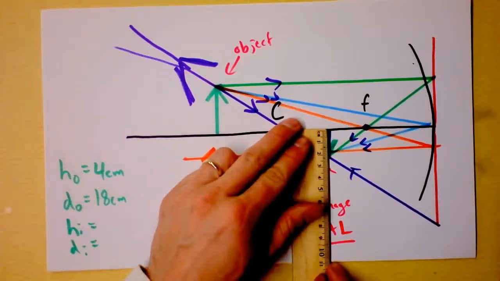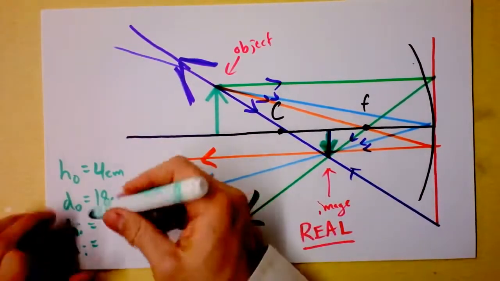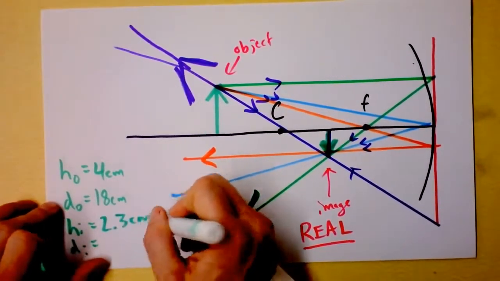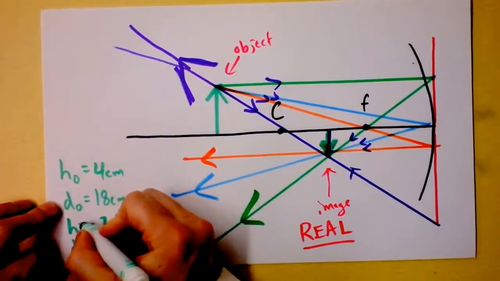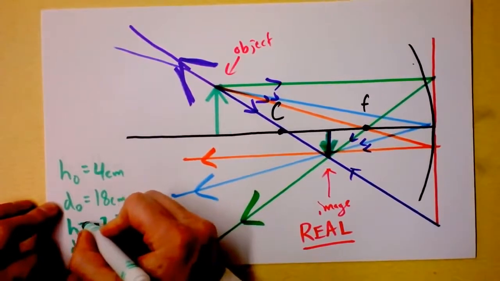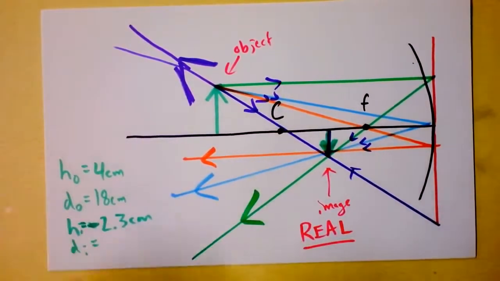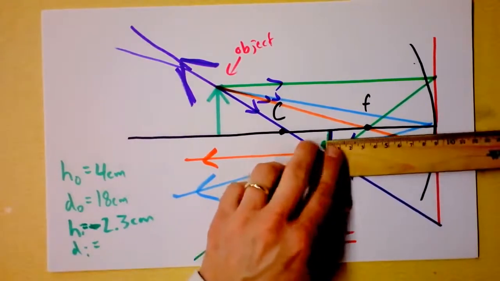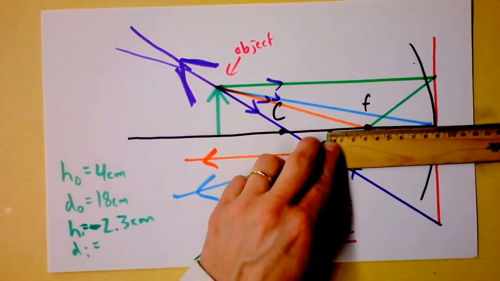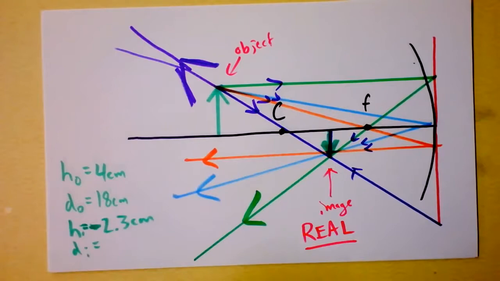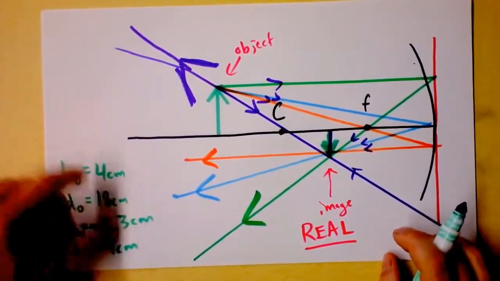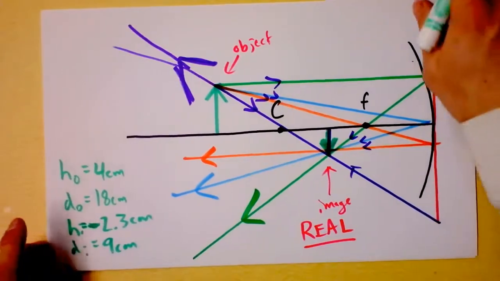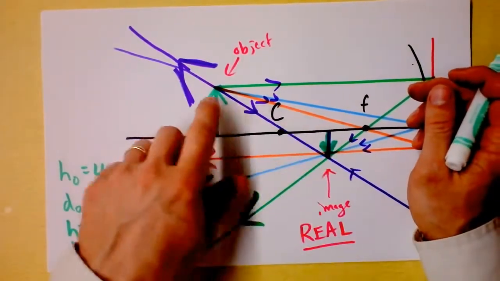I am getting that it is 2.3 centimeters, but guess what? It's negative! So I'm going to quickly change this so it says height of the image is negative 2.3 centimeters because it's below the line. And the distance of the image, it's on the proper side of the mirror, and that seems to be 9 centimeters. Interesting, this is like a factor of 2, with a minus sign in there, but clearly the image is smaller than the object.